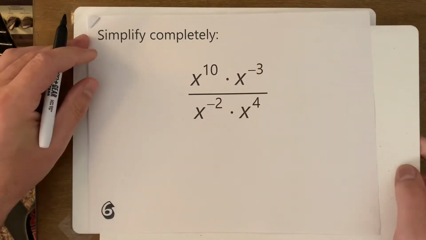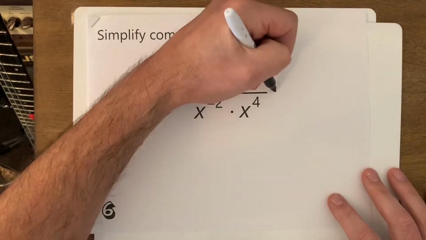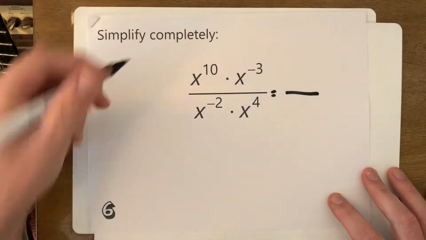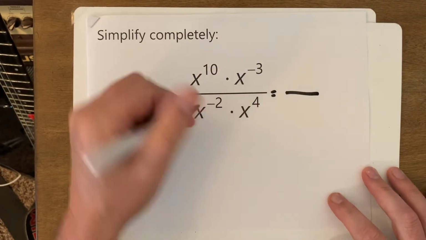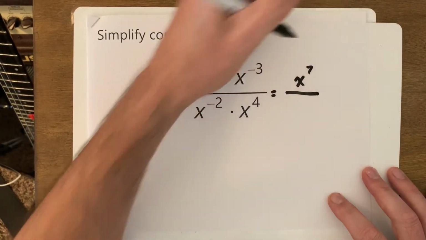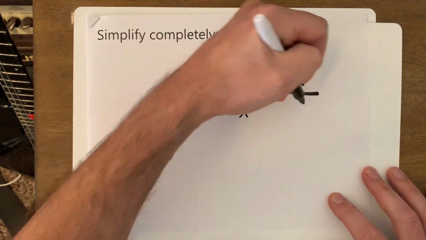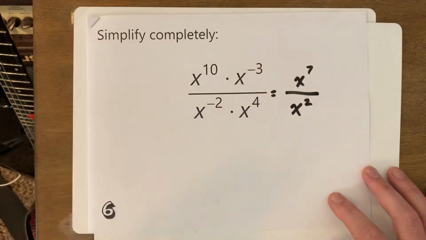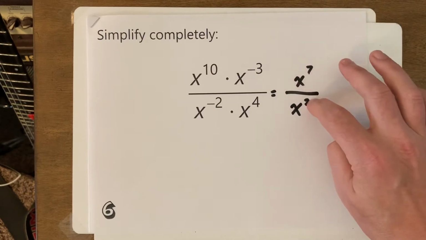Okay, in this one, I'm going to simplify the numerator and then the denominator. So let's see what happens. 10 and a -3 make 7. -2 and 4 make 2. Okay, now I can subtract. 7 take away 2 is 5.